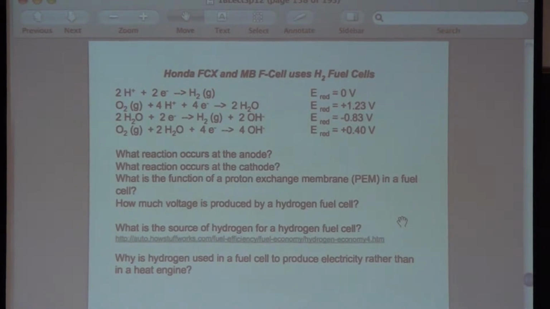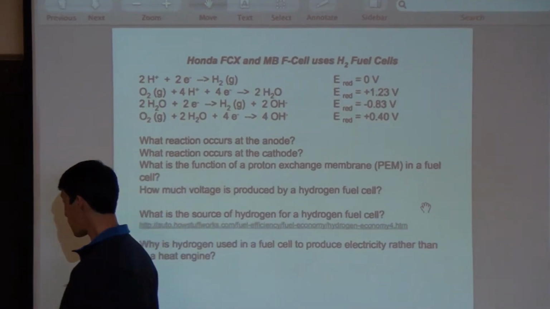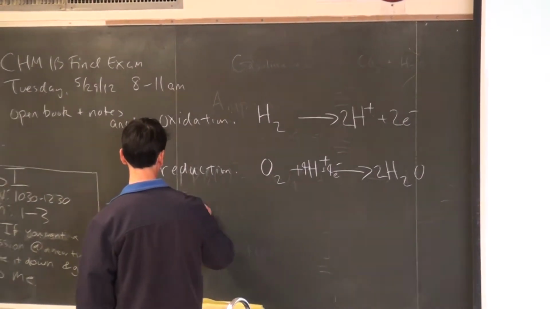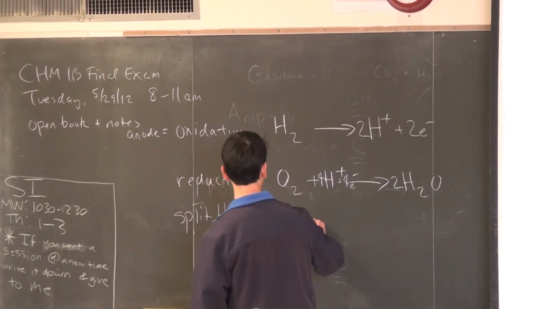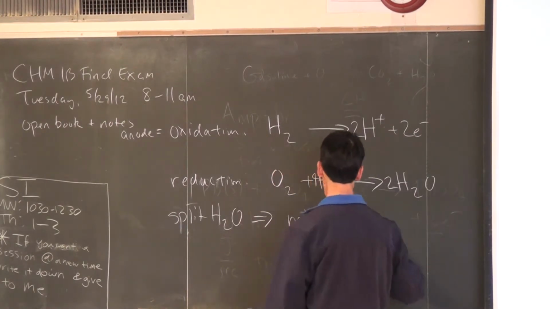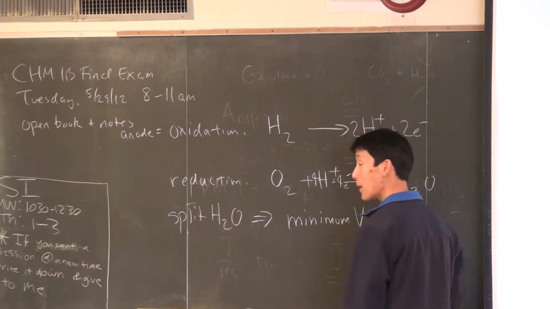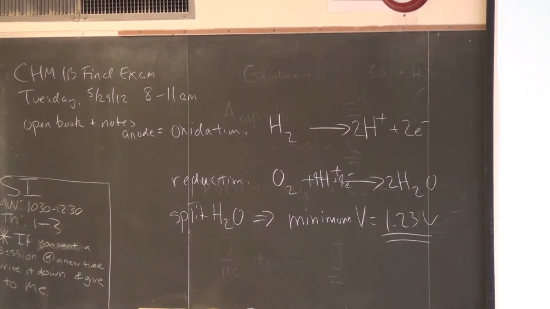Although, as you did in lab last week, when you split water, what is the minimum voltage required? This is 1.23 volts. Now, 1.23 volts doesn't seem like a lot of voltage, but it's actually quite a bit of energy to split water. So it's too expensive to get hydrogen by splitting water. What's another way to get hydrogen?